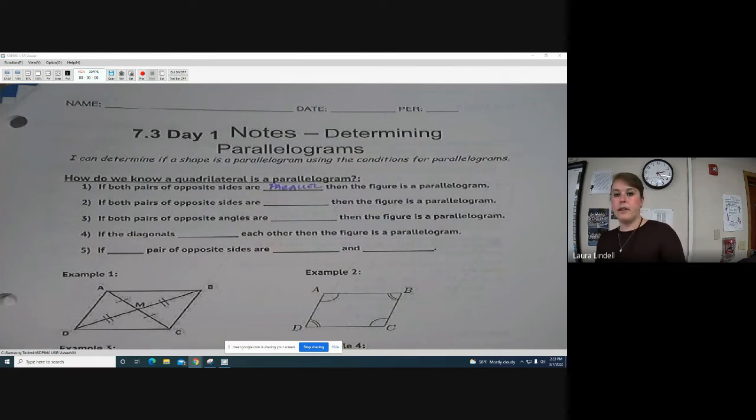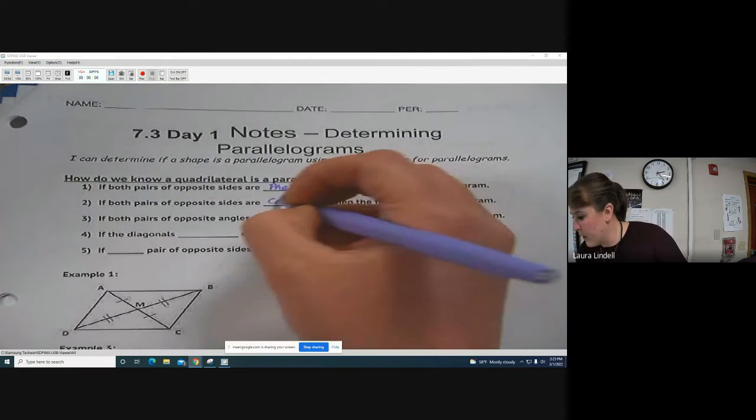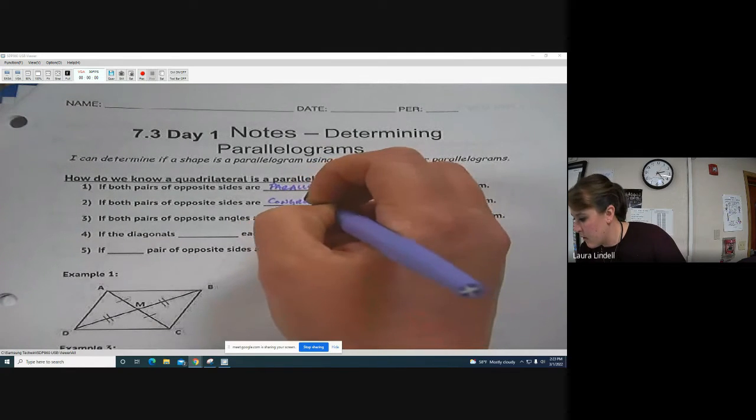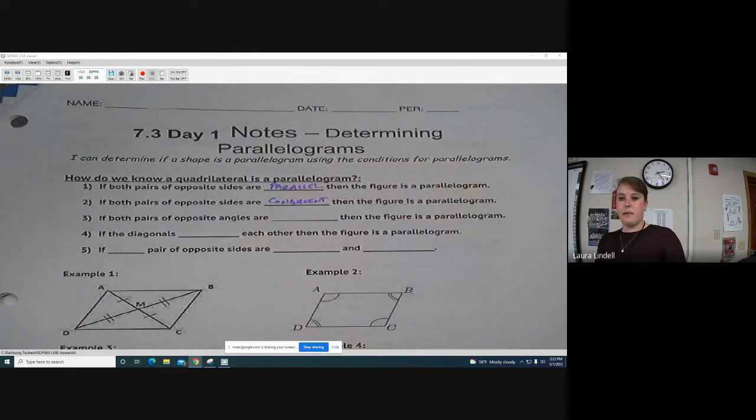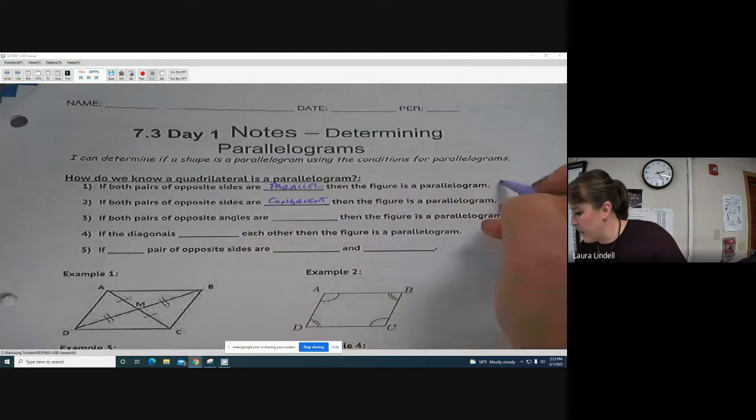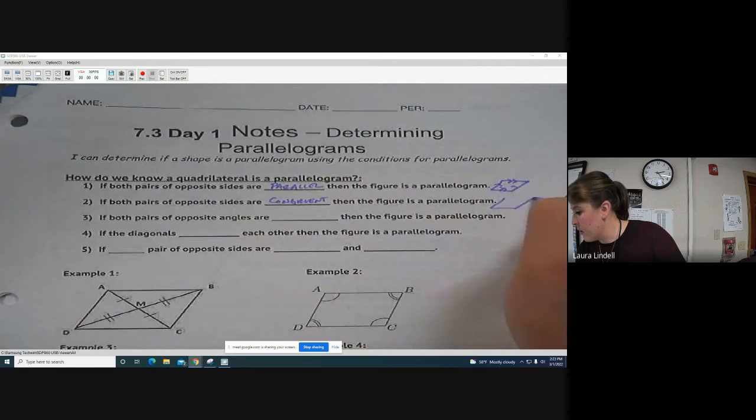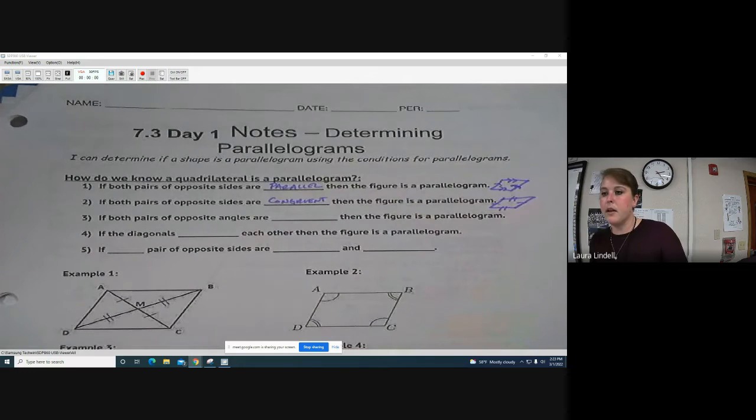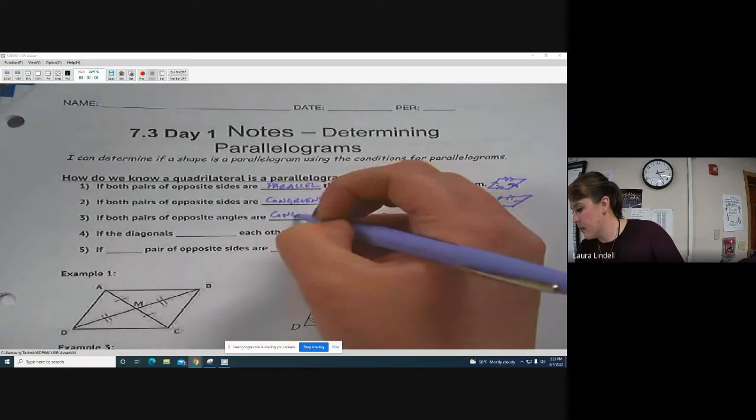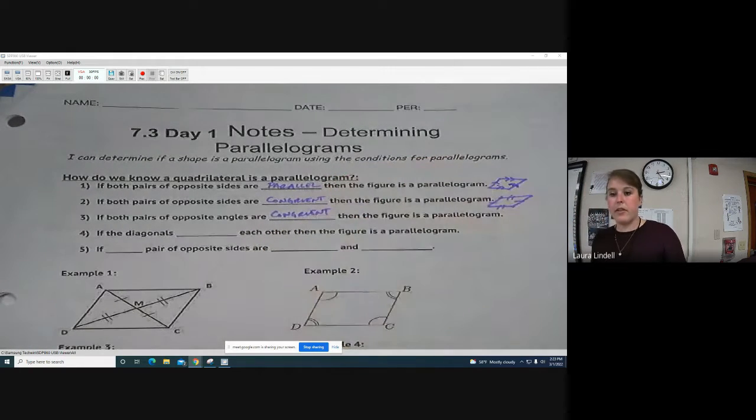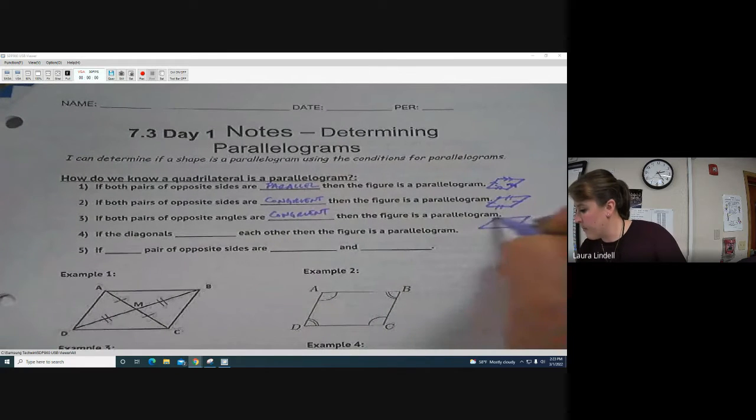But also following that, if both pairs of opposite sides are congruent, then you can also say that the shape is a parallelogram. So if we're kind of making something off to the side here, parallel versus this one with opposite sides being congruent, just to kind of keep track here. The third one, if both pairs of opposite angles are congruent. So far, this is everything from our properties that we talked about yesterday in 7.2. Then the figure is a parallelogram.